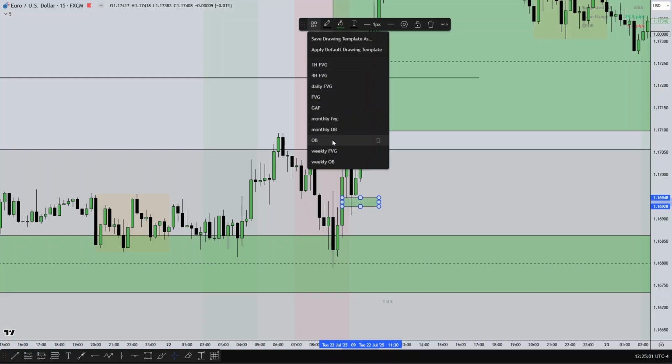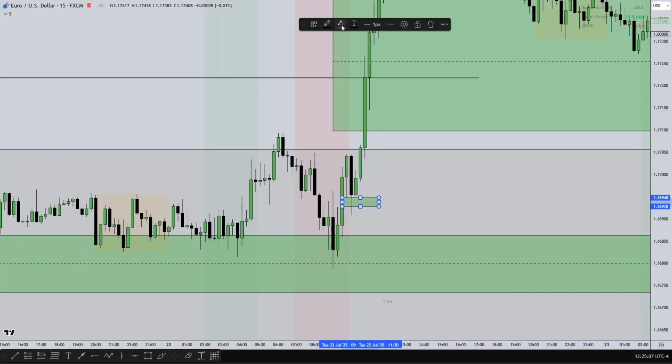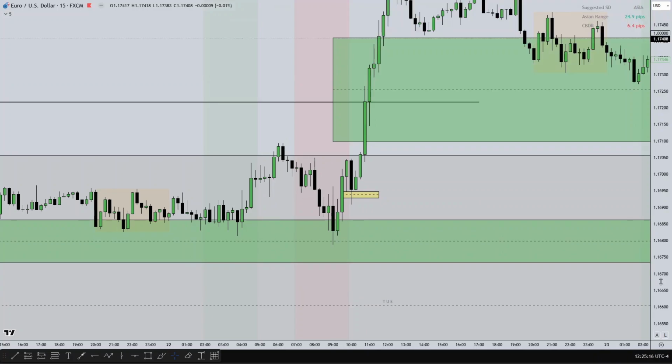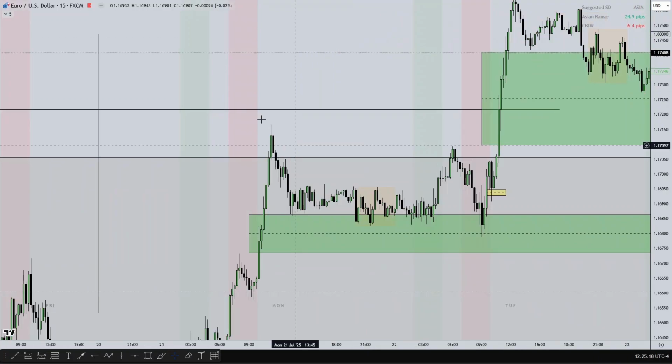You can just mark the date of when I posted the trade. It was around the 22nd of July or so. So I'm going to be marking the 15-minute fair value gap, which price did respect. Traded higher, took out the previous week high.